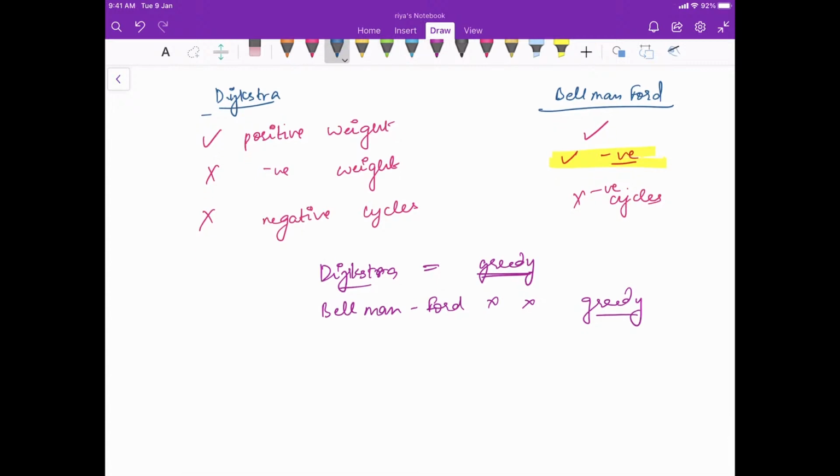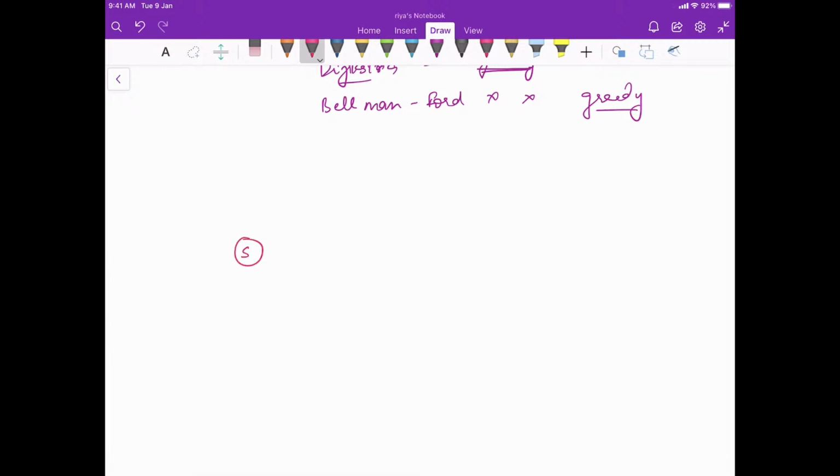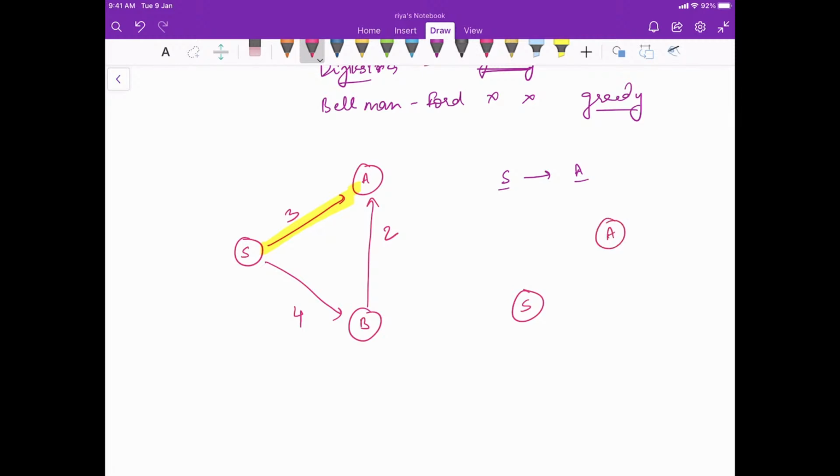Let's say I give an example to show why Dijkstra's fails. Let's say there was a graph with S, A, B, with edge weights 3, 2 and 4. Let's say this is the graph and you have to find the shortest path between S and A. If you are using the normal Dijkstra's approach, this will work fine and you will get the shortest path between S and A. But if the graph is like this, then Dijkstra's will not work.